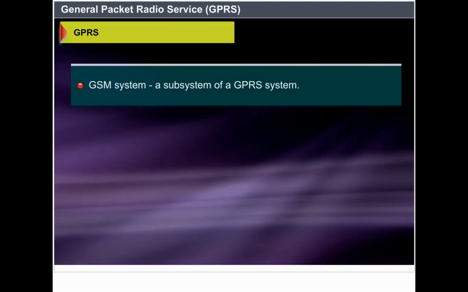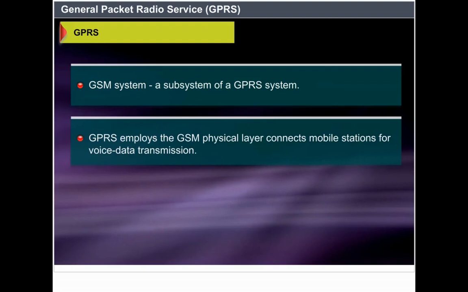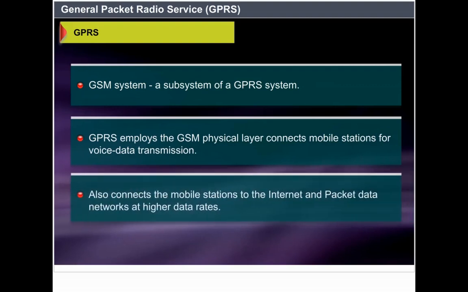GSM system is a subsystem of a GPRS system. GPRS employs the GSM physical layer, connects mobile stations for voice data transmission. It also connects the mobile stations to the Internet and packet data networks at higher data rates.